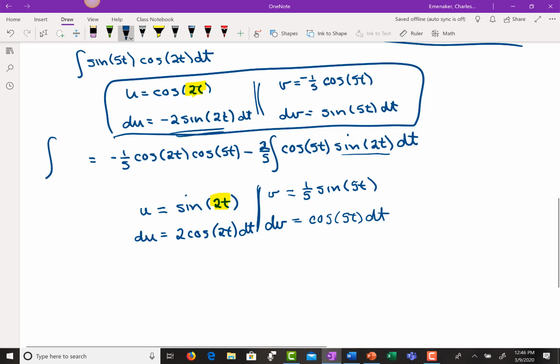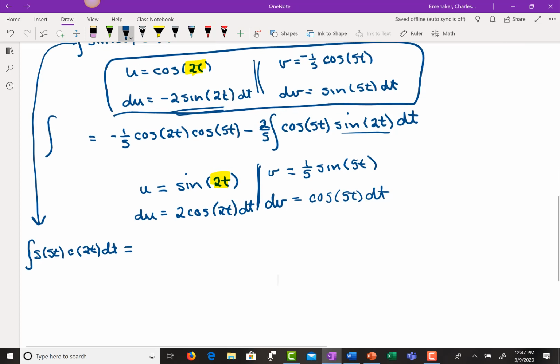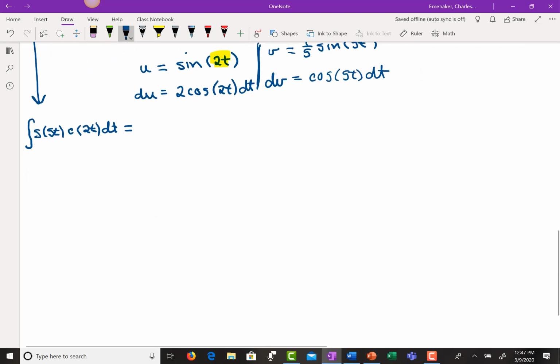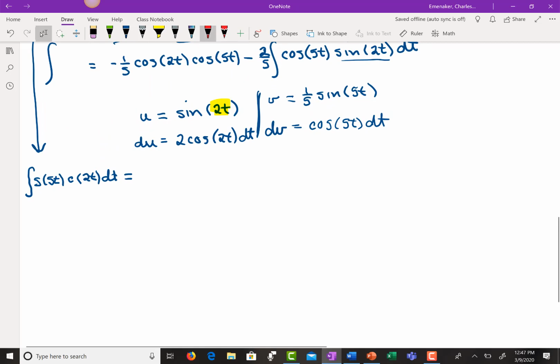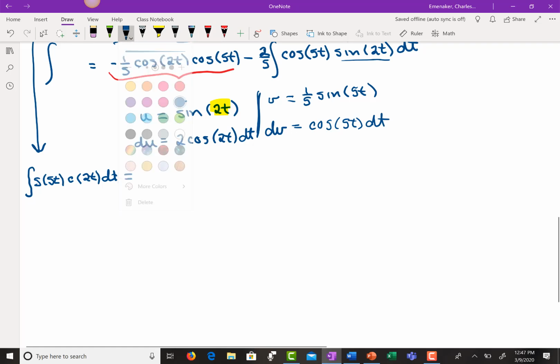All right, so let's bring down what we have. On the left side, we're going to have the integral, the sine of 5t cosine of 2t dt equals, so I brought that down like that. Trying to get some space here, I'm going to put down my first part of the answer, which is this. Don't want to forget that.